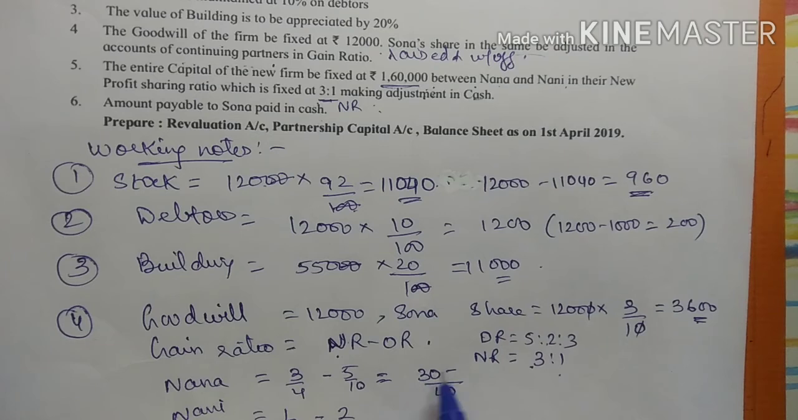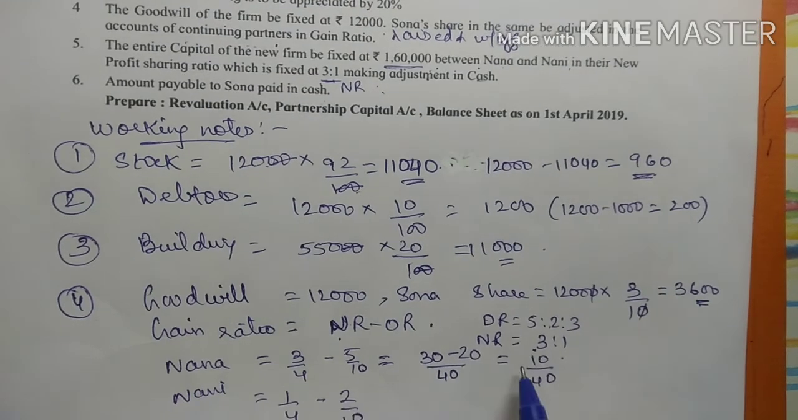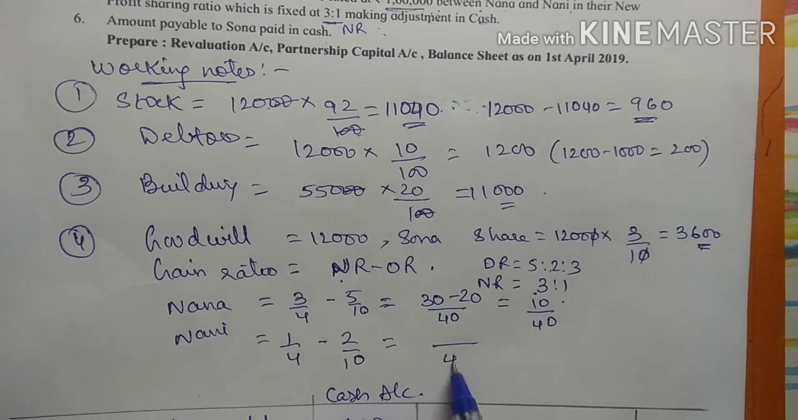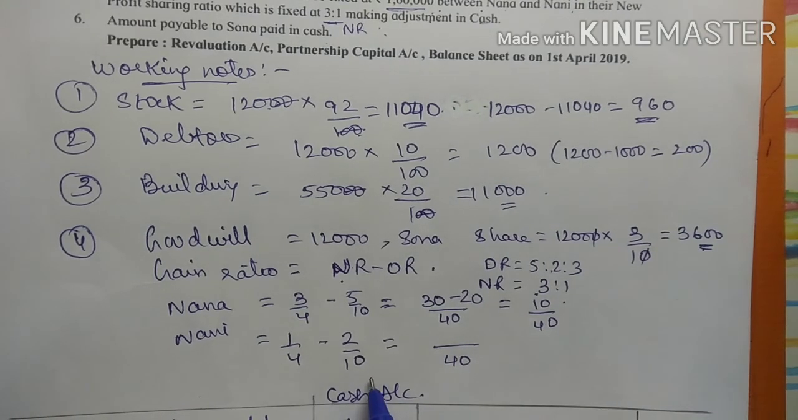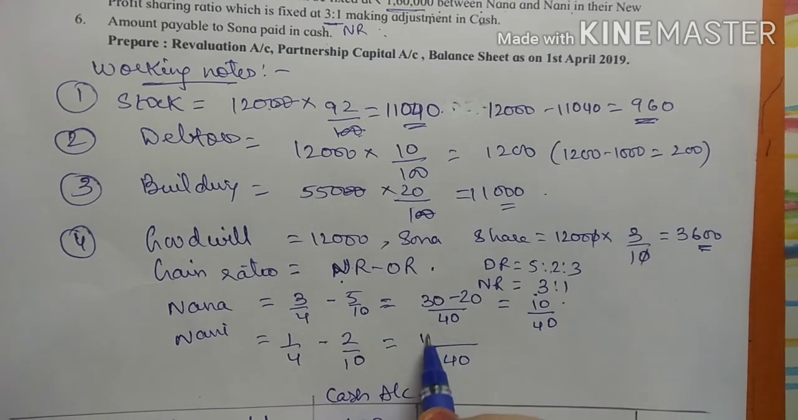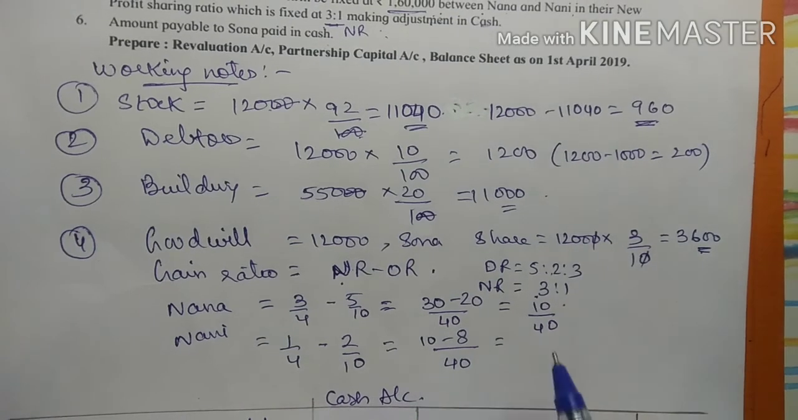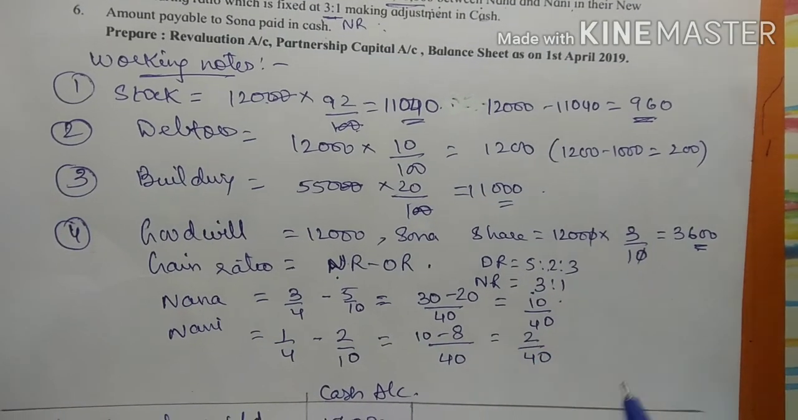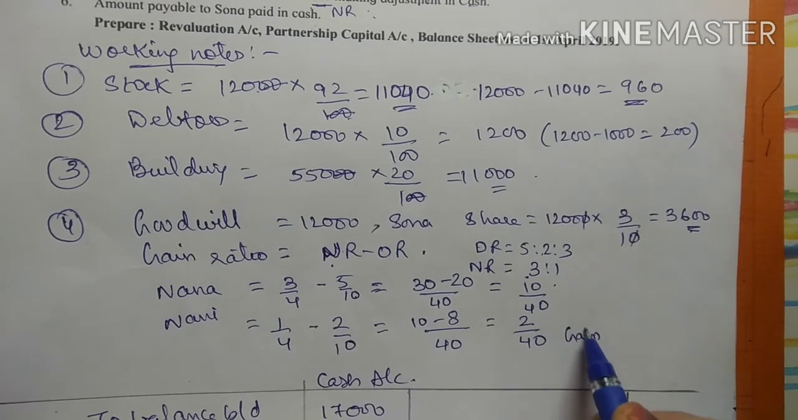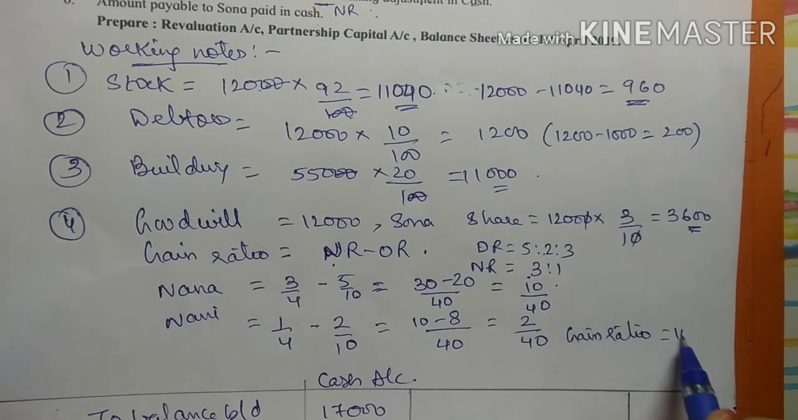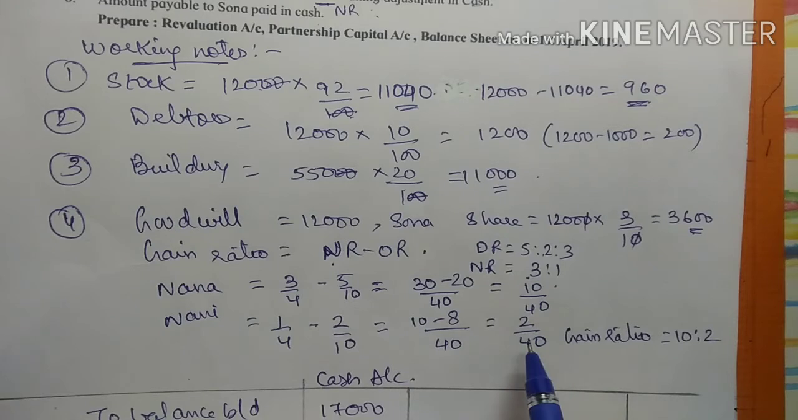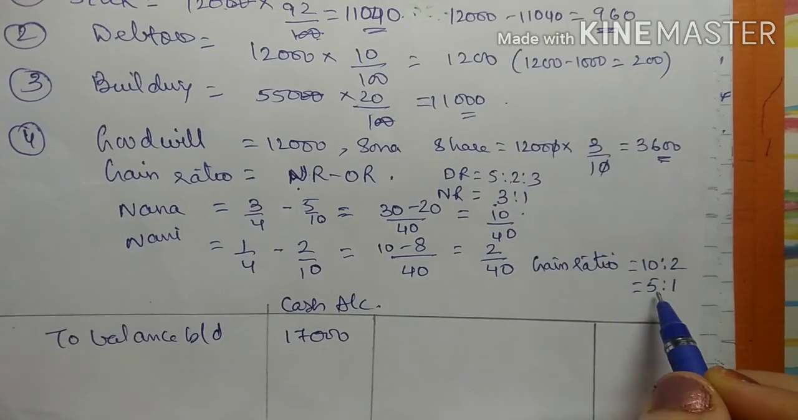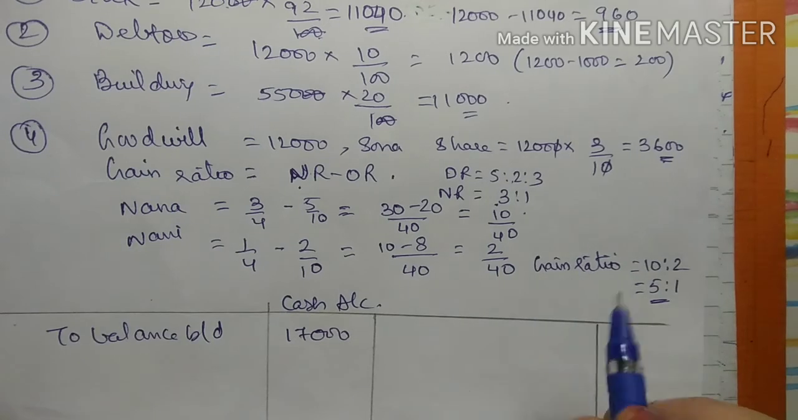So for Nana, when I will make the denominator same, it will be 40, 3 tens are 30, 4 fives are 20. So it will come 10 upon 40. And for Nani, when I will make the denominator same, it will be 10 fours are 40. Here 10, 4 twos are 8. So it will come 2 upon 40. So as the denominators are same, I can write that gain ratio is equal to 10:2, right? 40 40 है दोनों का denominator. So it will be 5:1, right? So gain ratio comes to 5:1.